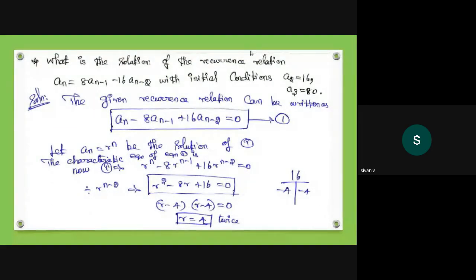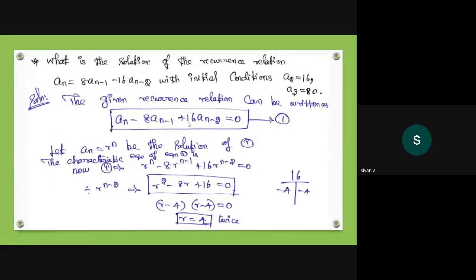Next problem. What is the solution of the recurrence relation an equals 8 an minus 1 minus 16 an minus 2, with initial conditions a2 equal to 16 and a3 equal to 80? This is the given question. The given recurrence relation can be written by bringing this part to the left-hand side: an minus 8 an minus 1 plus 16 an minus 2 equals 0.